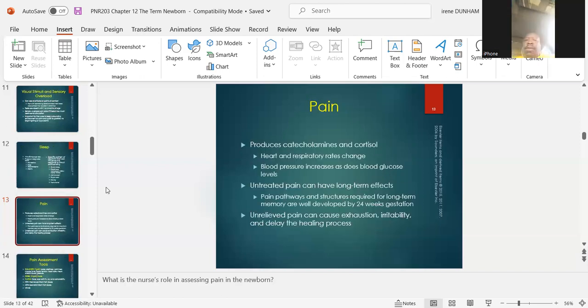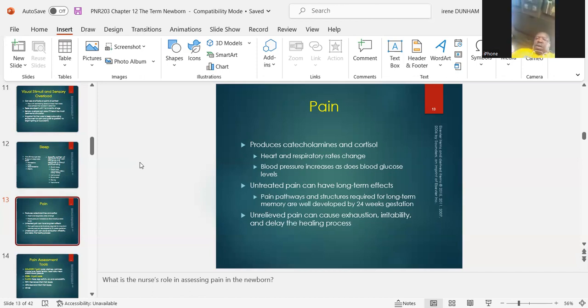Now, do babies feel pain? Yes, they do. They produce catecholamines and cortisol. So the heart rate and the respiratory rate can change, and their blood pressure increases, as does blood glucose level. If untreated, they can have long-term effects, because the brain is keeping those pain pathways and structures required for long-term memory. They're well developed by, guess what, 24 weeks gestation.